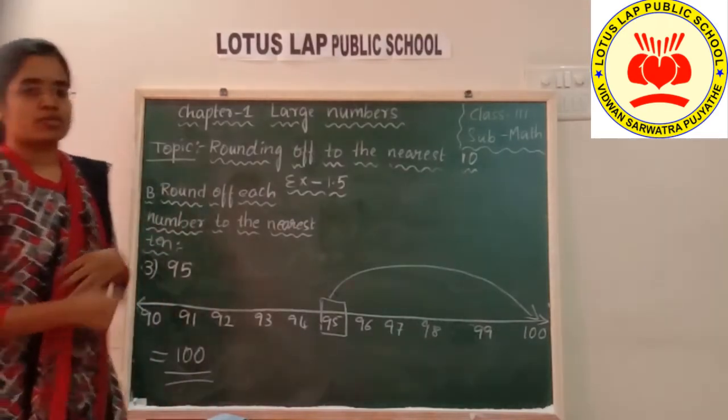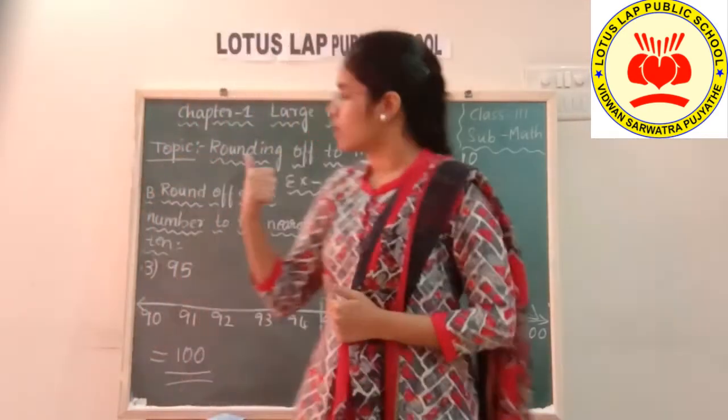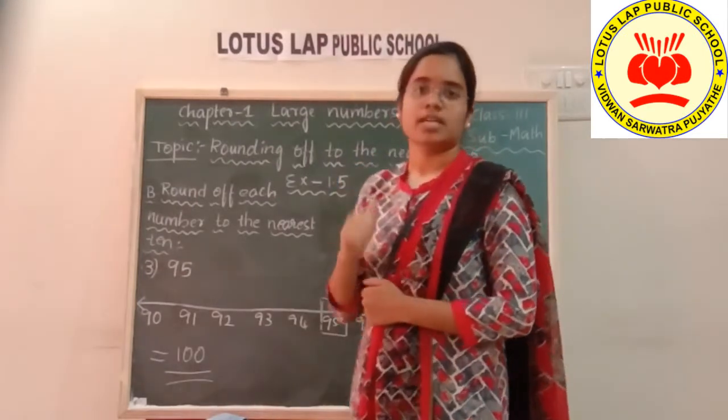Try to solve more and more problems. This is how rounding off a number to the nearest tens is to be solved.